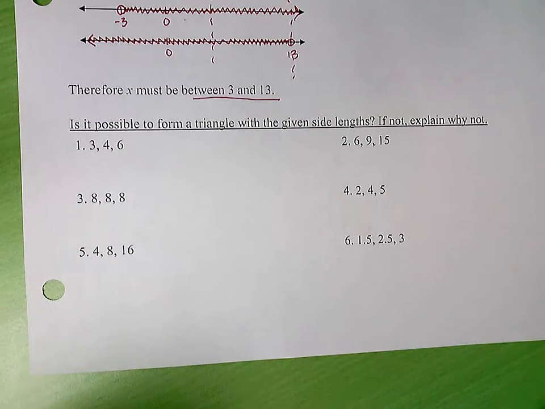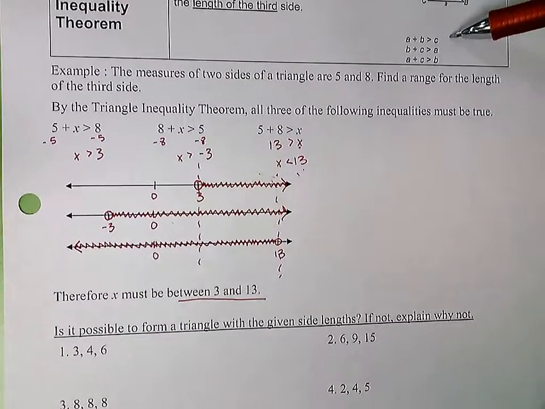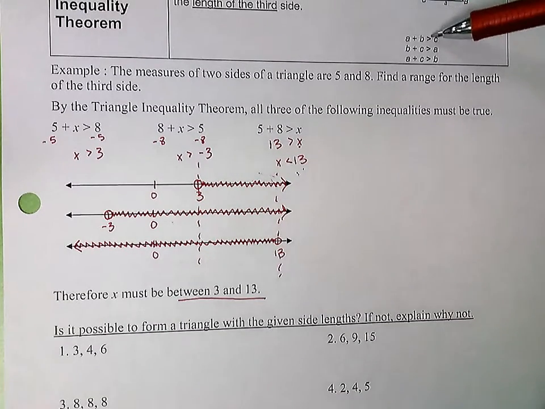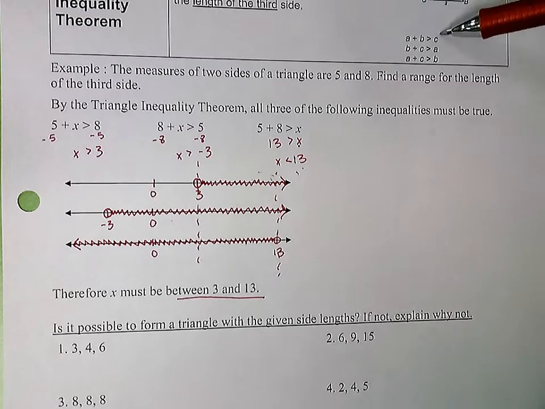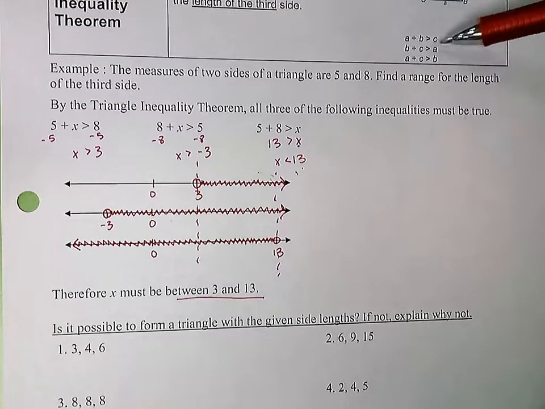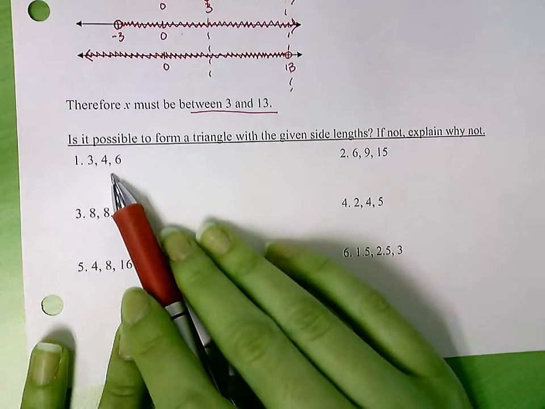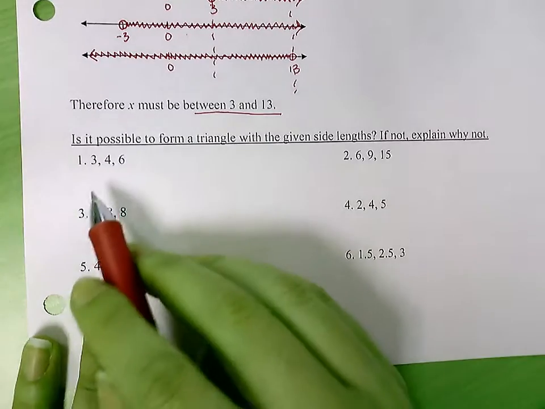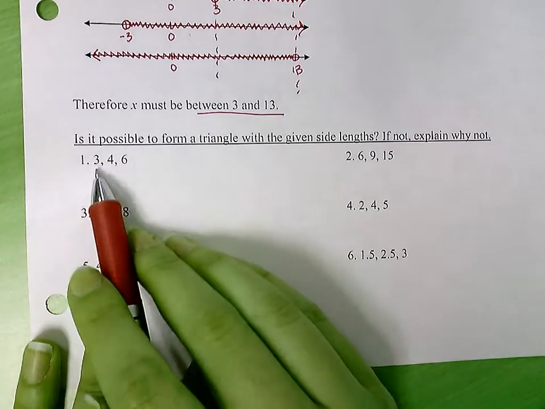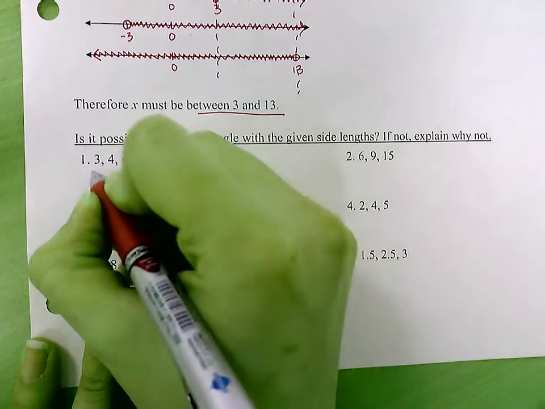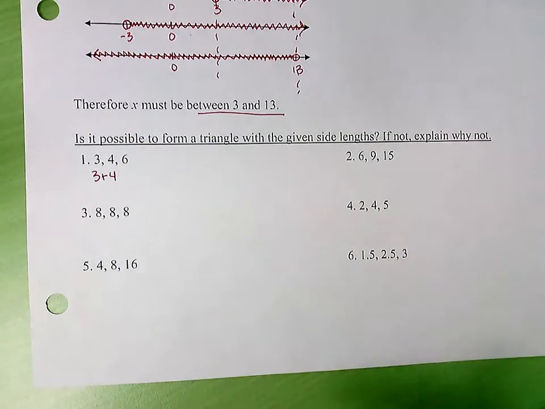Okay, so I'm going to move on to our next part here. We want to see if these three sides are able to make a triangle. So we're going to use this part up here. We're going to take two sides, add them, and make sure they're greater than the third. Take another two sides, add them, make sure they're greater than that third side. Each time. So that's what we're going to do for this first one here. We're going to add together two sides. So I'll choose 3 and 4.